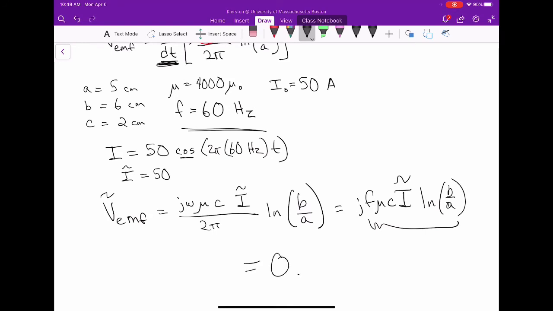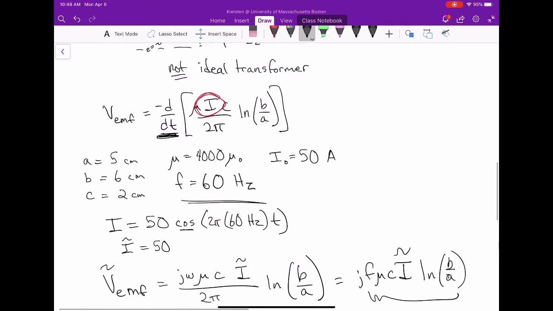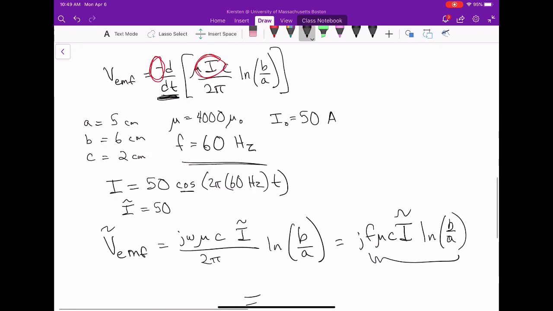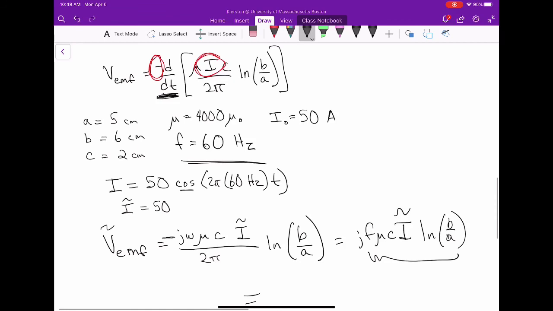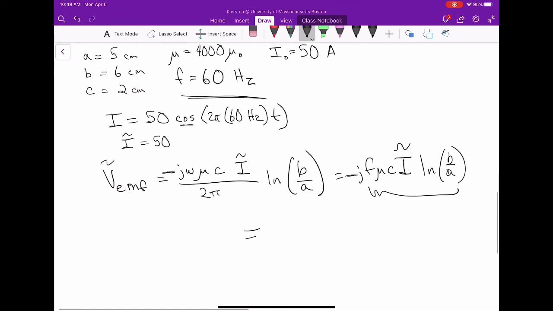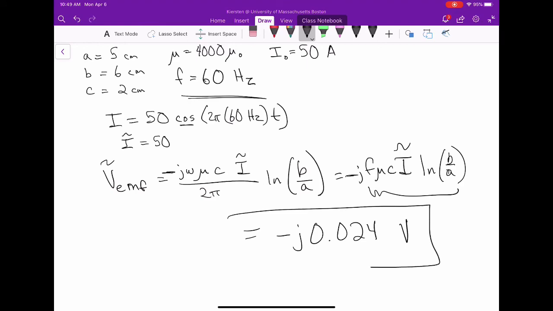So going on back to my notes page, I can write down that my final answer is 0.024 volts. Oh, wait, it's not, because I have that factor of j on the front that I didn't include in my Google. And I need this minus sign that I also neglected to propagate through. So that minus sign needs to be here in front of the j omega. So my answer is minus j 0.024 volts. That's my final answer.